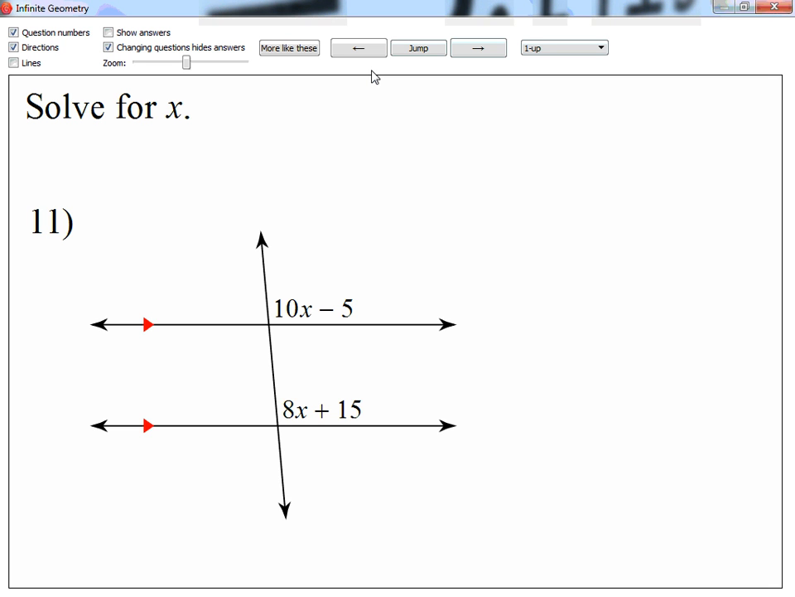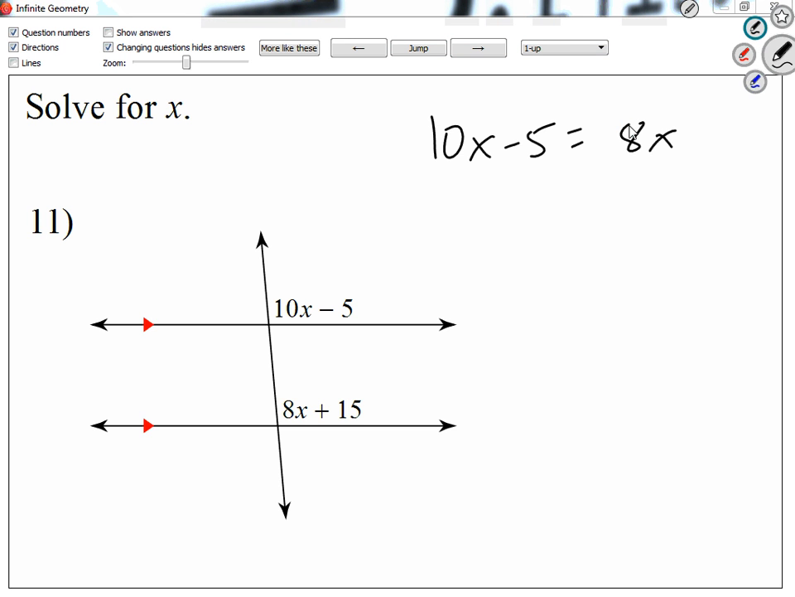My question to you on this one is, is this same side interior or corresponding? Corresponding. So do they add up to 180 or do they equal each other? Equal each other. So let me write 10x minus 5 equals 8x plus 15. Alright, so my 8x on the right side, let me move it to the left as a negative 8x. My negative 5 on the left, let me move it as a positive 5 on the right.